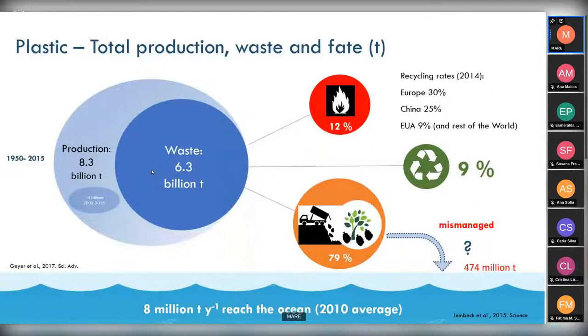This is another graph, showing how much plastic was produced until 2015. So it's a huge amount of plastic. It's not a very easy number to grasp. But you can see that half of it, of the production of 8.3 million tons, was produced after 2002. So it's really increasing exponentially. So it generates a lot of waste, of course. So it's 6.3 million tons.